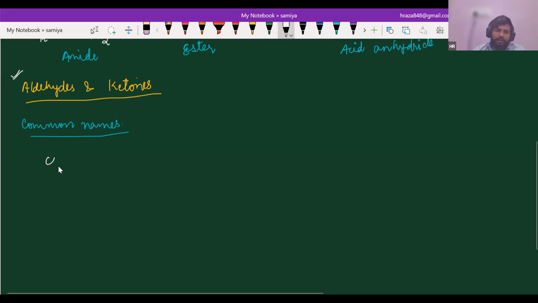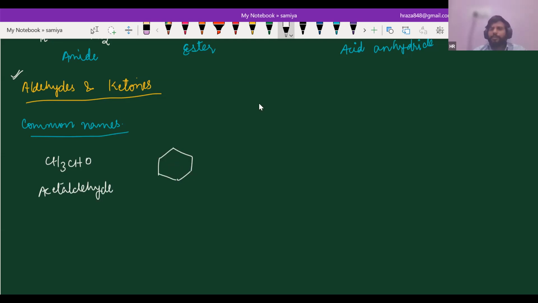So I'm going to write CH3CHO, and it's very important. It's given in NCERT also. So this is acetaldehyde. This is your benzaldehyde. Its common name is basically benzaldehyde, but nowadays this common name is treated as the IUPAC name benzaldehyde.